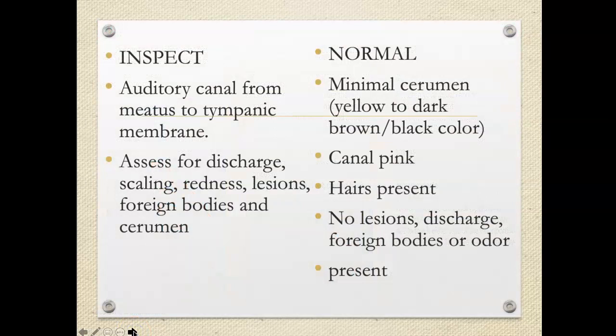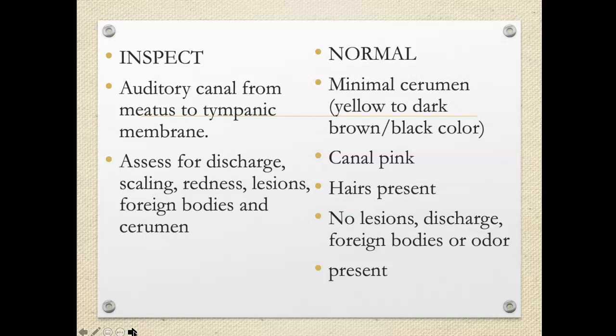All right. When you use your otoscope, we like to look at the auditory canal from the meatus to the tympanic membrane. So you're going to look at that external canal for any type of discharge, scaling, redness, lesions, or foreign bodies, and again, that cerumen, or earwax. Normal should be minimal cerumen, and it has a variety of colors, from almost bright yellow to almost dark brown and black, depending on the person. Nothing's wrong, but it should be a minimal amount.